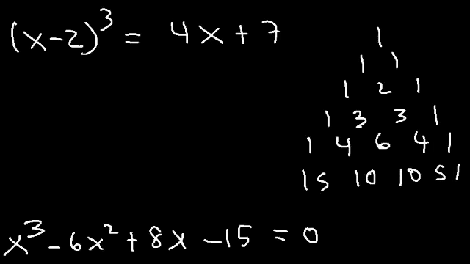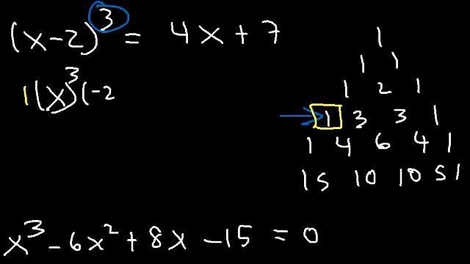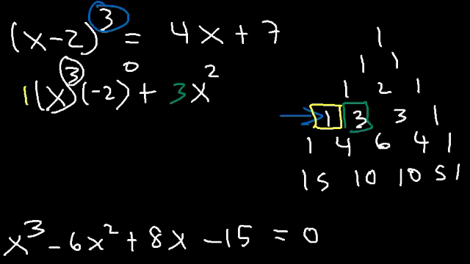So use this row, the one with a 3, because we have an exponent of 3. So the first one is going to have a coefficient of 1, and then it's going to be x to the third power, negative 2 to the 0 power, plus use the second coefficient of 3, and then it's going to be x to the second power. This is going to decrease by 1. This is going to increase by 1. Negative 2, which comes from here, to the first power.